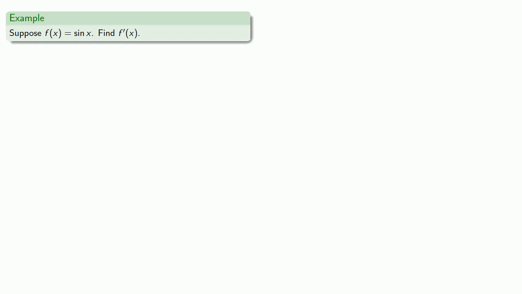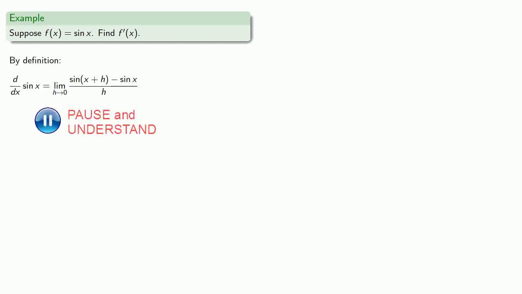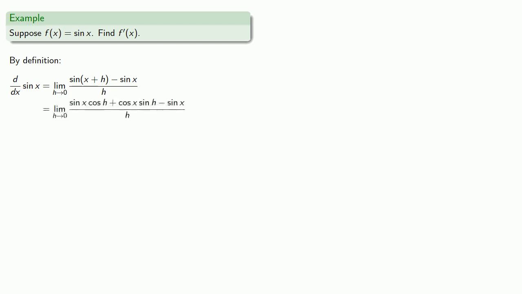Well, let's find it. So by definition, the derivative is the limit of the difference quotient. Now here we have the sine of a sum, and so we can use the angle sum identity to rewrite it. And we have this horrifying mess, and let's see if we can rewrite this.